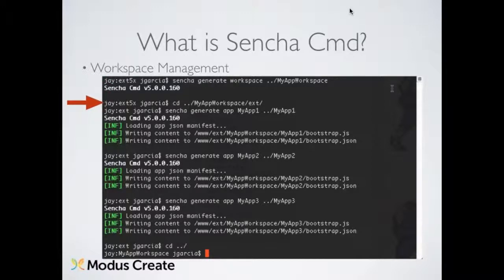Next, I change directories over, and in that ext.js source directory, which is my app workspace /ext, I have to execute sencha generate app and then pass the arguments for the namespace, which is my app1, and then a path, which is the app1 directory. And I follow that exact same pattern to generate two other applications. And again, this is all contained within the my app workspace directory in my file system.